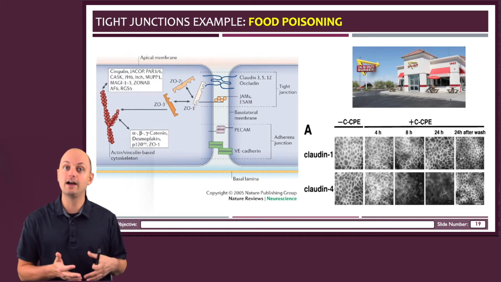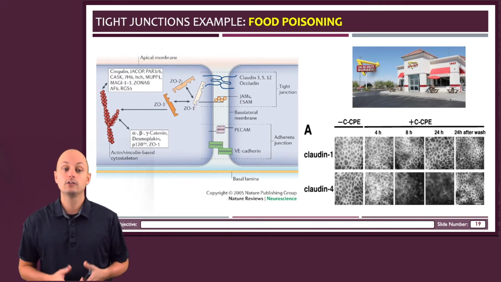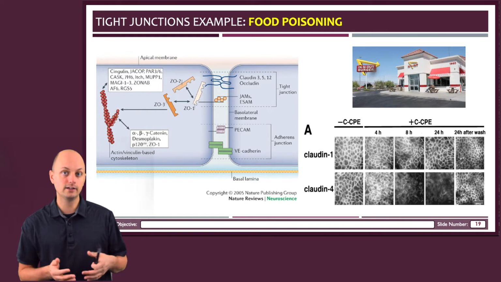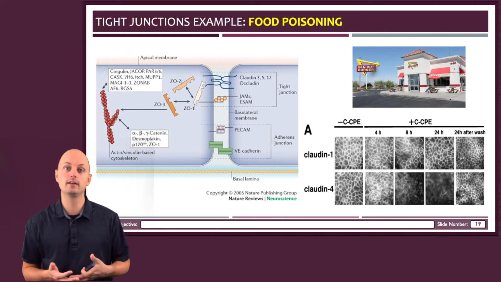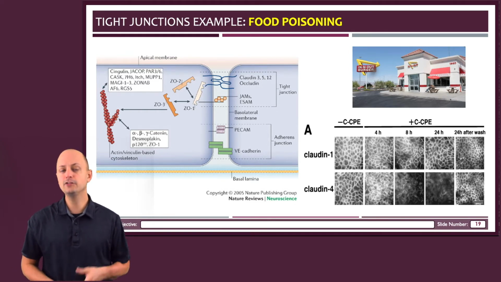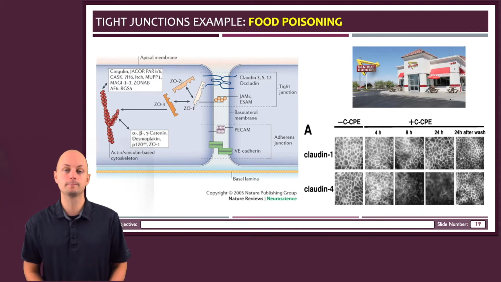And that tells us that the tight junction proteins are being broken down, and the barrier in the gut that would normally keep pathogens out is being weakened. So ultimately, this allows bacteria to enter your bloodstream through your gut and make you sick. So tight junctions are really, really important.